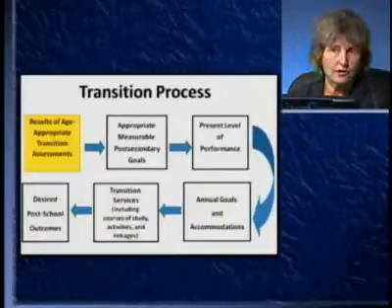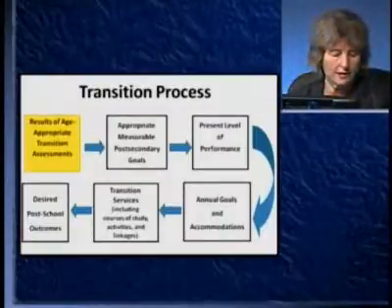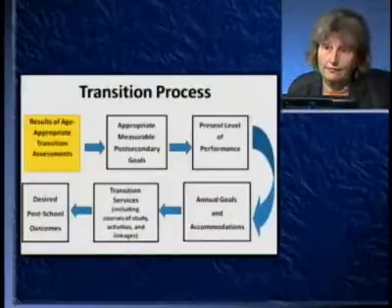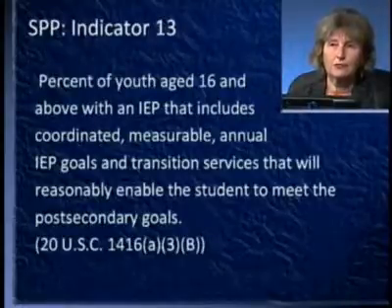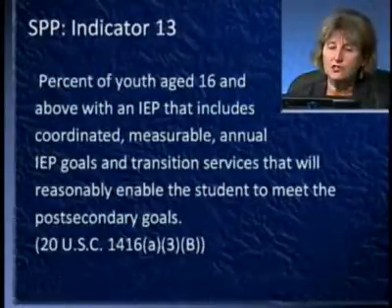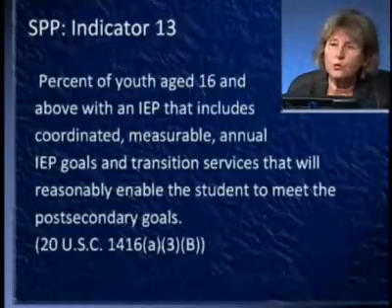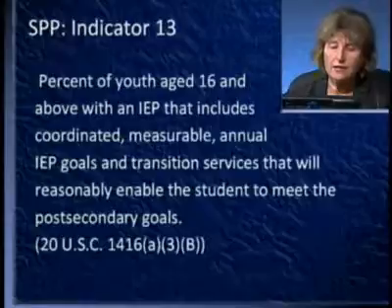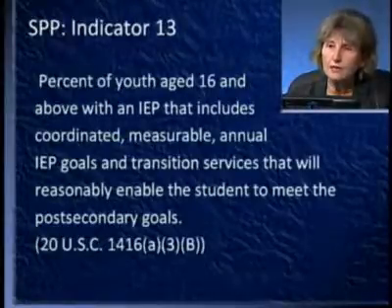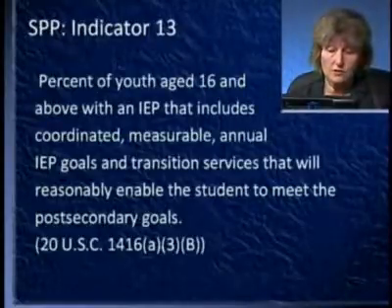And this graphic demonstrates the transition process. The first step in that process is to start with age-appropriate transition assessments. There are federal mandates for us to provide age-appropriate transition assessments. States must measure whether or not schools are providing the transition process and break everything down into component parts. Indicator 13 measures whether age-appropriate transition assessments have been provided to students.